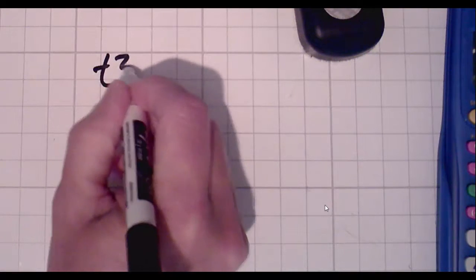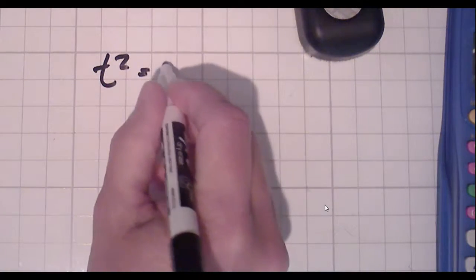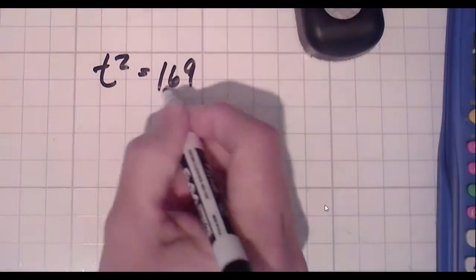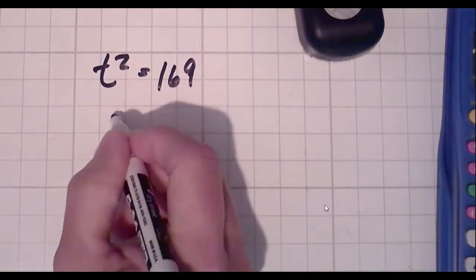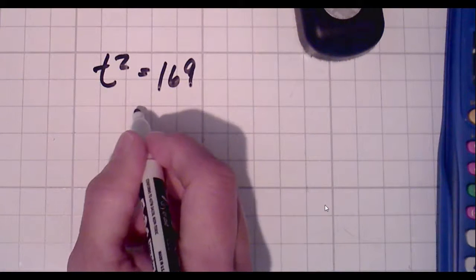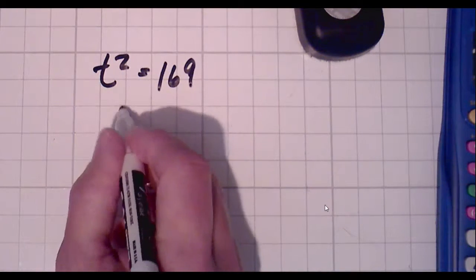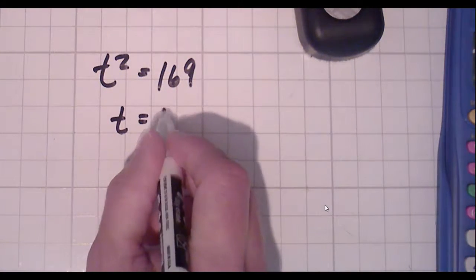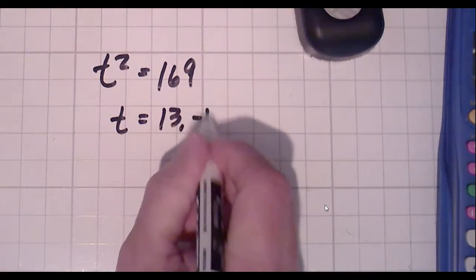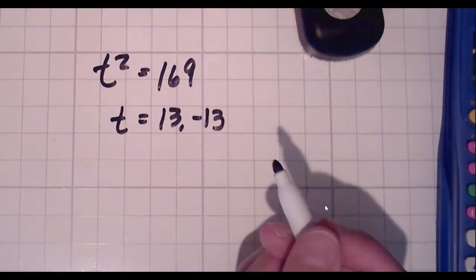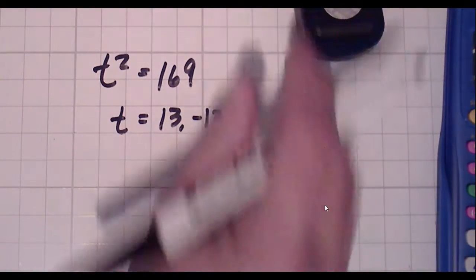So if you have t squared equals, let's say, 169, how many solutions will you have? Well, 169 is a positive number, so you're going to have two solutions. Take the square root of both sides, and t equals positive 13 and negative 13. You do indeed have two solutions. Let's do a couple more problems.